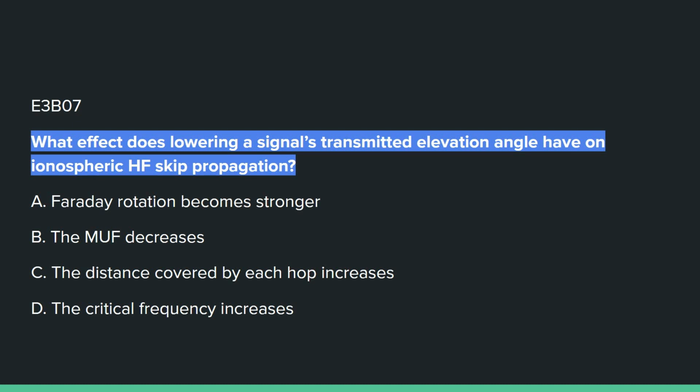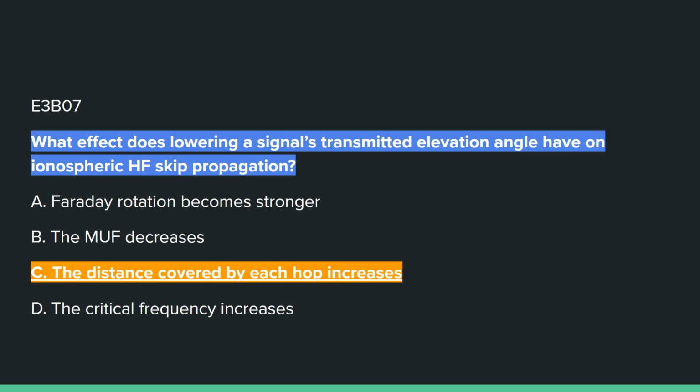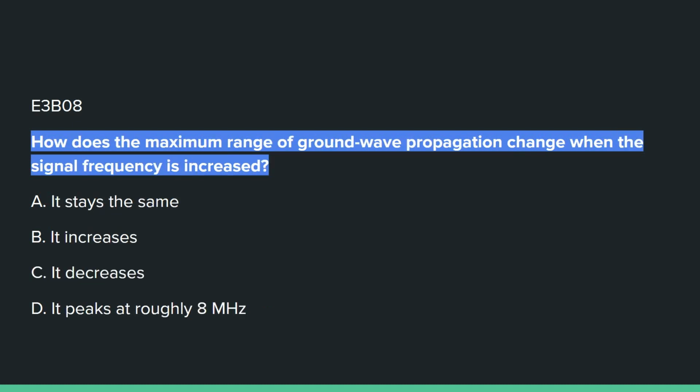E3B07, what effect does lowering a signal's transmitted elevation angle have on ionospheric HF skip propagation? C, the distance covered by each hop increases. E3B08, how does the maximum range of ground wave propagation change when the signal frequency is increased? C. It increases.